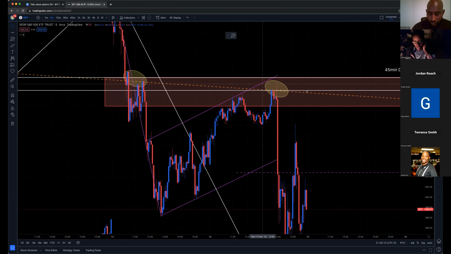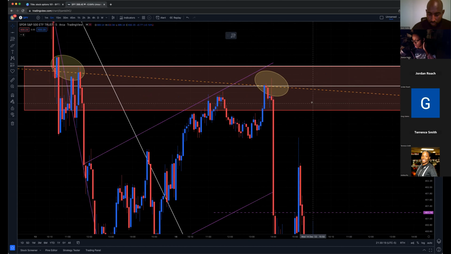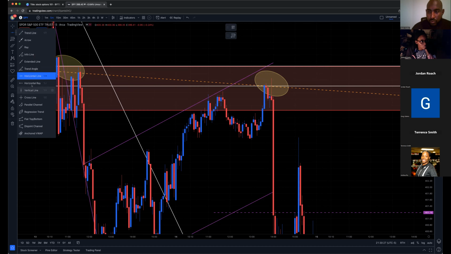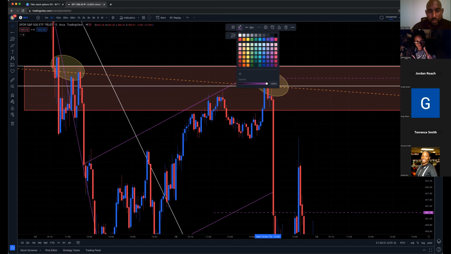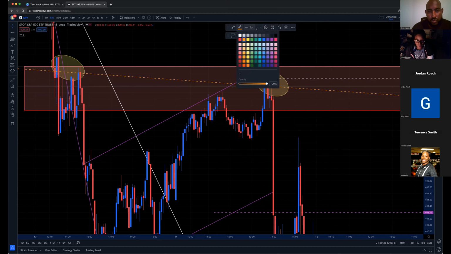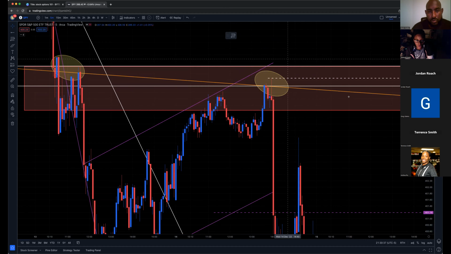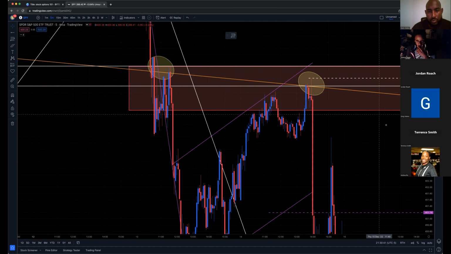As you can see, price wicked, wasn't able to close. But price wicked all the way up to 405.47. So I'm going to put a horizontal line there. This orange line is my trend line here. Again, my trend lines always suck, but today it was great, I guess.